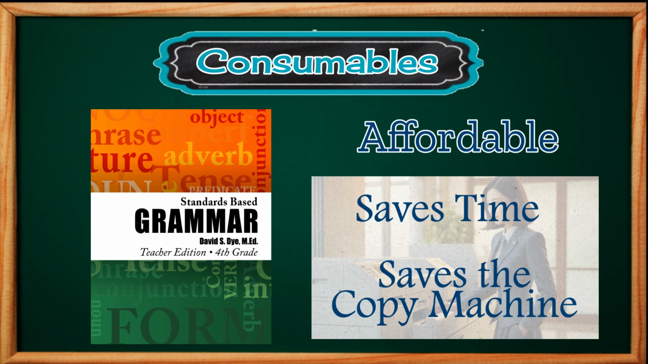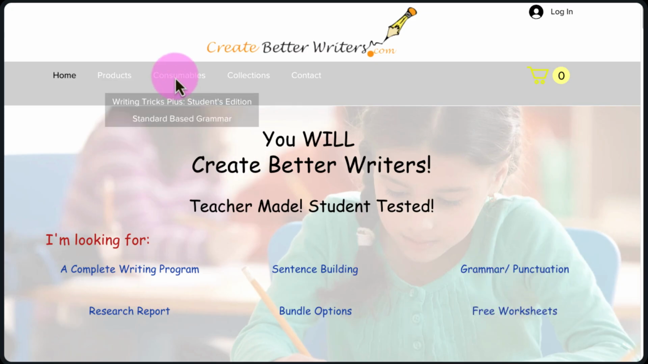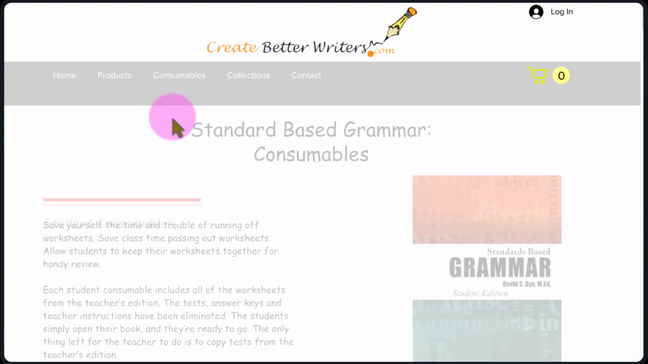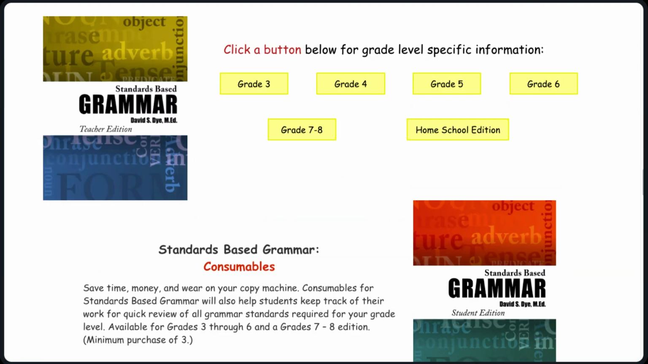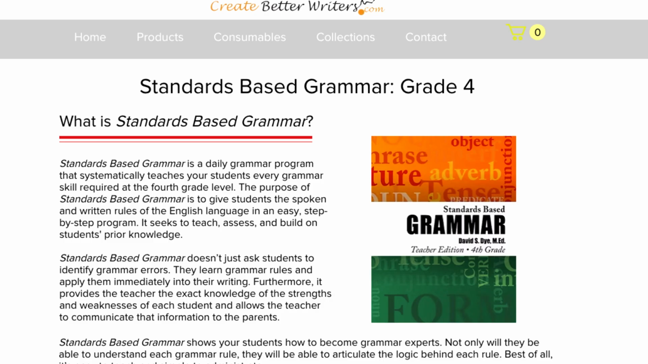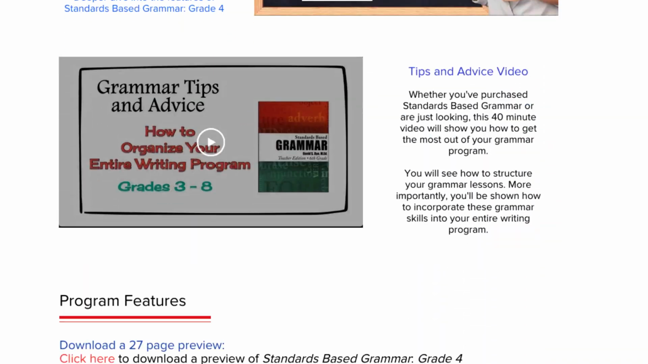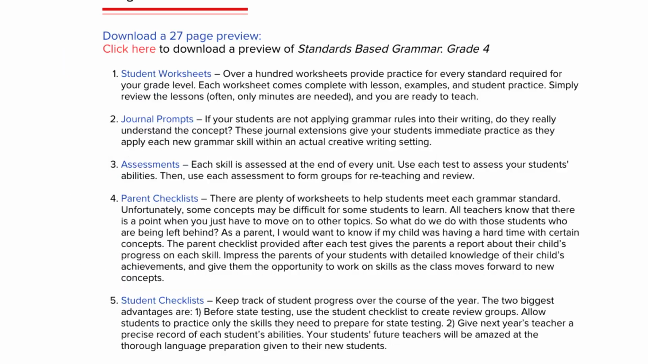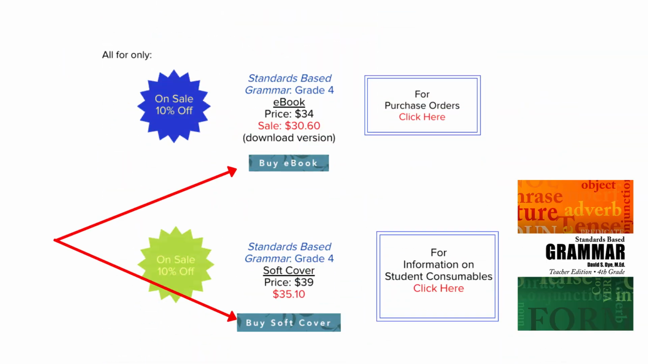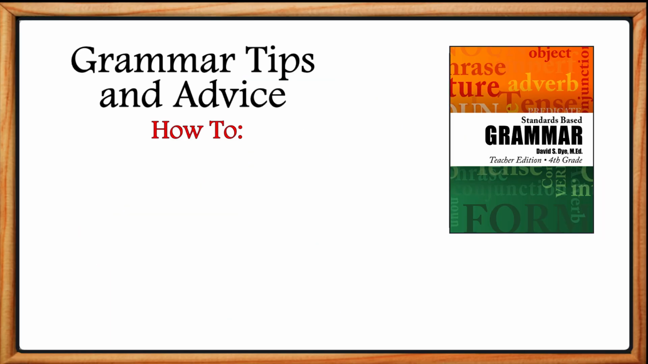There are several ways to get information on the student consumables. You can click on the consumables link at the top of the web page and get information that way. You can also click on any edition for standards-based grammar on the home page, which will also take you to a link to download more sample worksheets. Then at the bottom of the page will be ordering information, information on purchase orders, and information on the student consumables. Finally, remember there is a video where I show more tips and advice for using standards-based grammar.